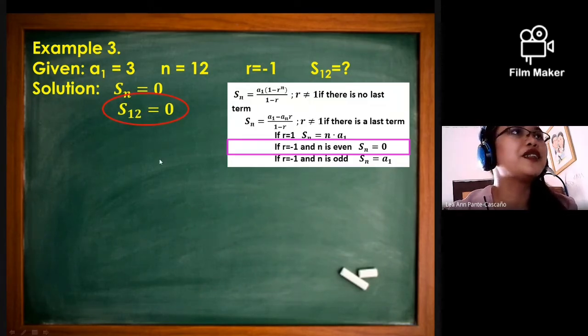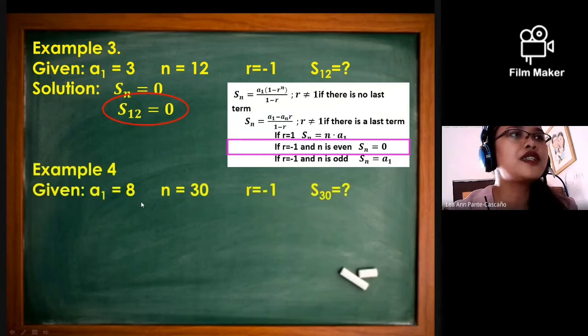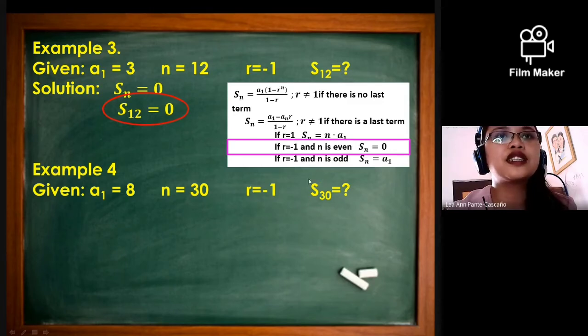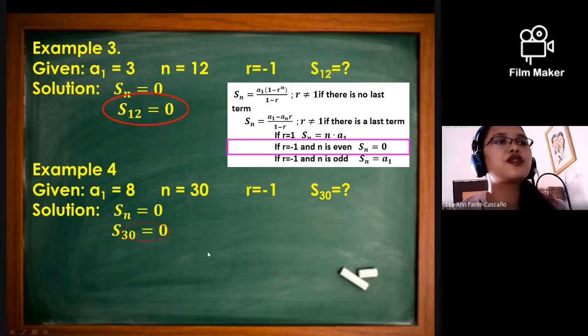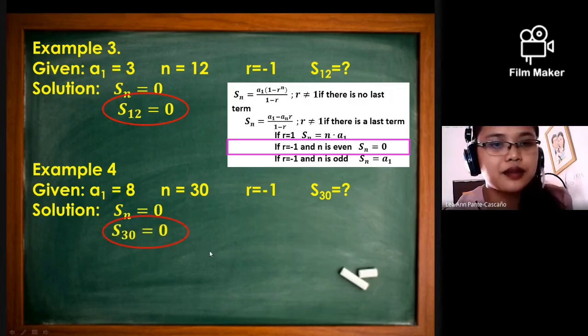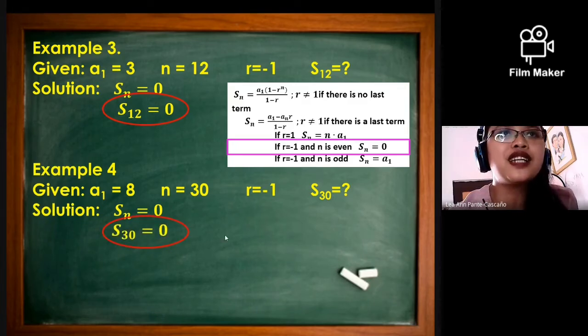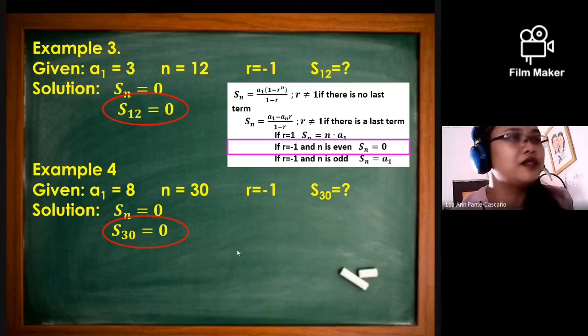Sana lahat, ma'am, ganyan. Another example. A sub 1 is 8. Number of terms is 30. The ratio is -1. Find the sum of the first 30 terms. Ratio is -1 and n is even, and this is 30, and that is even. So therefore, this is the formula. S sub n equal to 0, S sub 30 equal to 0. And that's it. Okay po, pakitandaan yung mga formula na yan. Magagamit niyo yan.